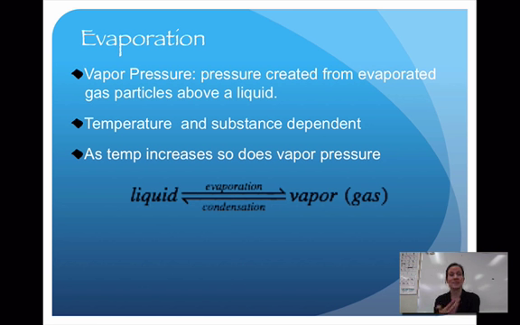Okay, it's a measure of volatility. And way back, we did an intermolecular force lab where we looked at volatility, and the ones that were more volatile had a weaker intermolecular force.